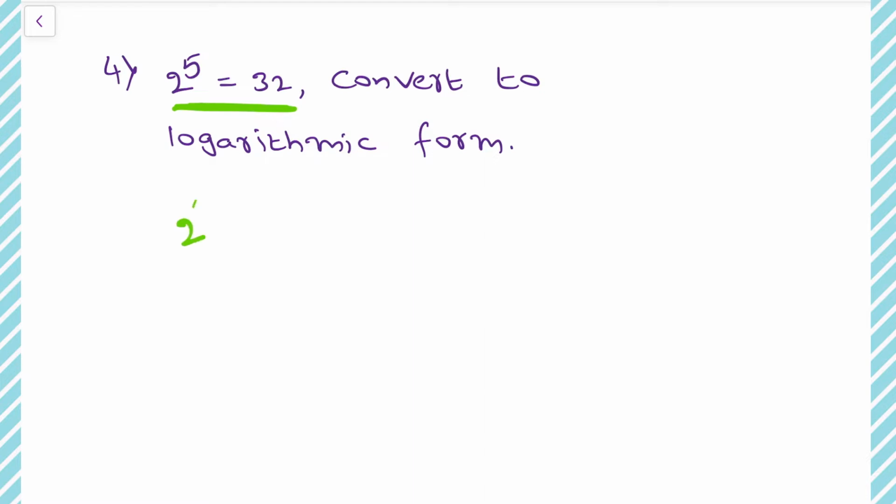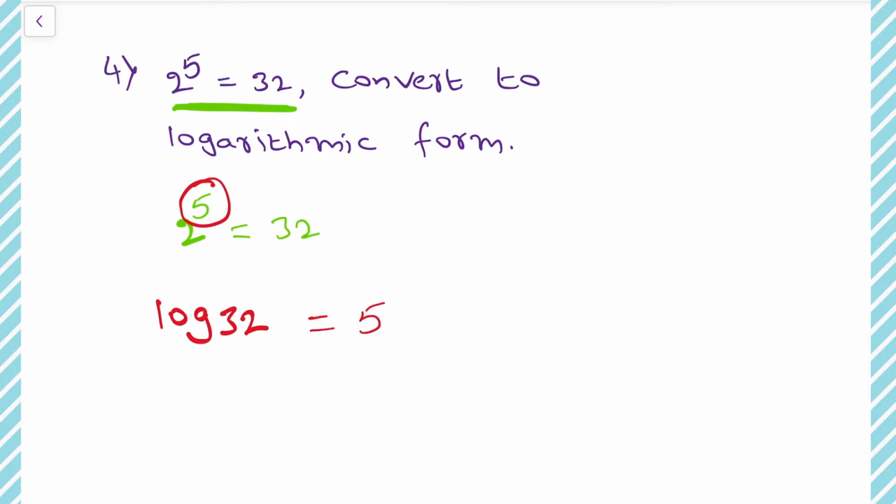So 2 power 5 is equals to 32. Here the answer is 32, right? So for that answer apply log, that is log 32. In the given exponential form, whatever the power is there, write that power after the equal symbol. Here the power is 5, so write that as equal to 5.